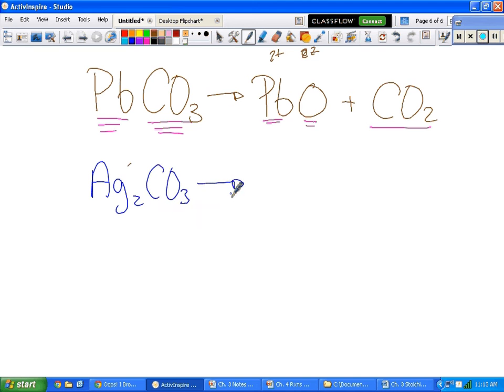What carbonate is that? Silver carbonate. What is it going to decompose into? Silver oxide. Now be very careful. What is silver's charge always? 1 plus, oxygen is 2 negative. So what's your formula? Ag2O plus CO2. Basically, if I gave you a compound and said, write the decomposition reaction, this is what it would be.